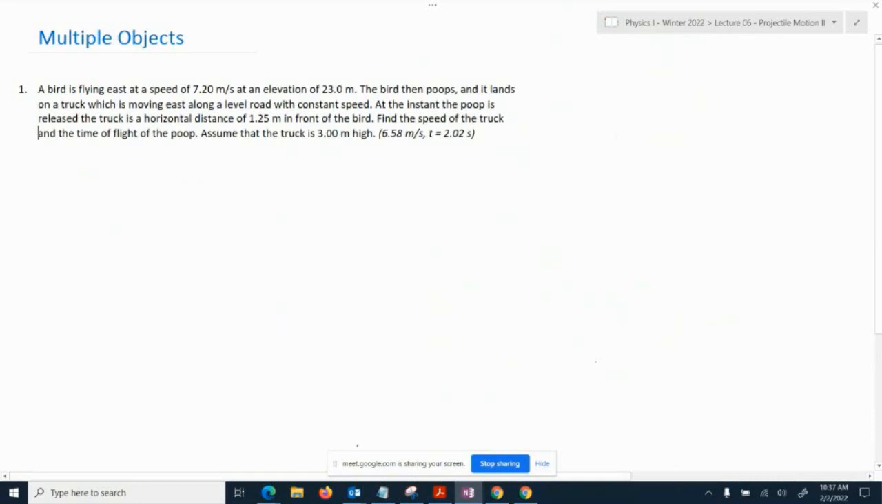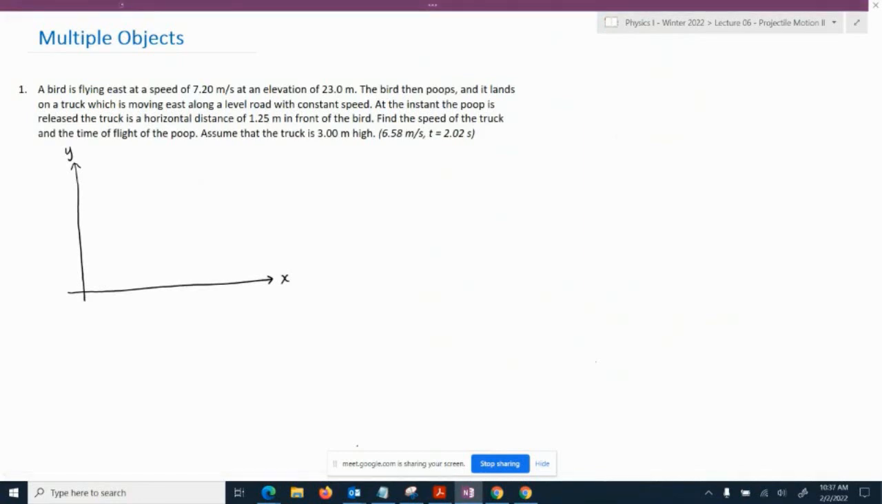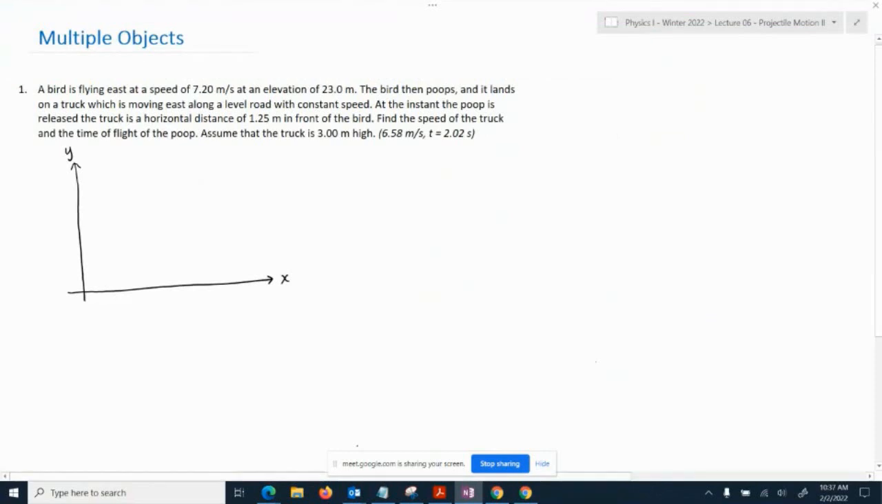Okay, so this question is similar to other projectile motion questions. We're going to start by drawing a graph of what's happening. So I'm going to just draw this graph and label the x and the y axes. But this time we have two different objects, and there's a simpler object every time that's just moving in a horizontal direction, and there's a more complicated object, which will be a projectile. So we'll start with the simpler object, and in this case, that would be the truck.